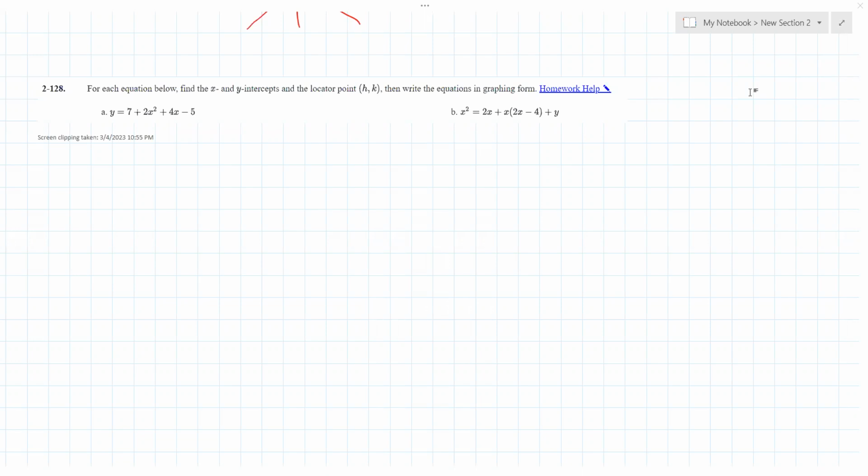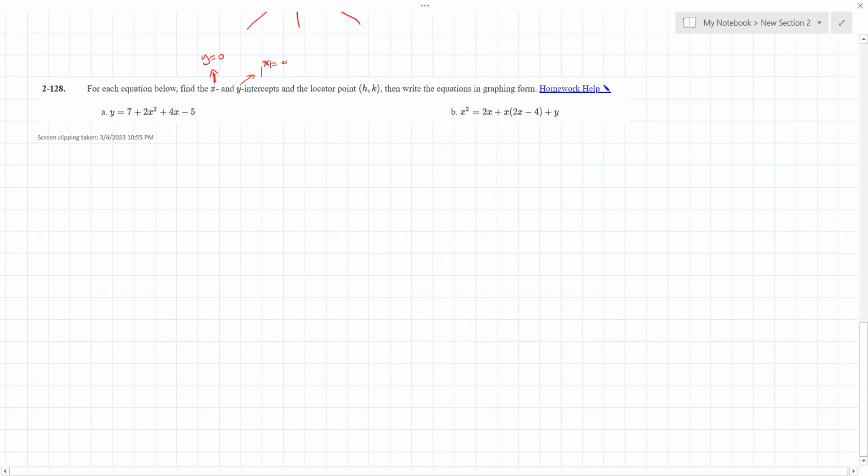Okay, and this one we want to find the x and the y intercepts. In general, to find the x-intercept, we set y equals 0. And to find the y-intercept, we set x equal to 0 in the two equations. So that's what we are going to do to find that.